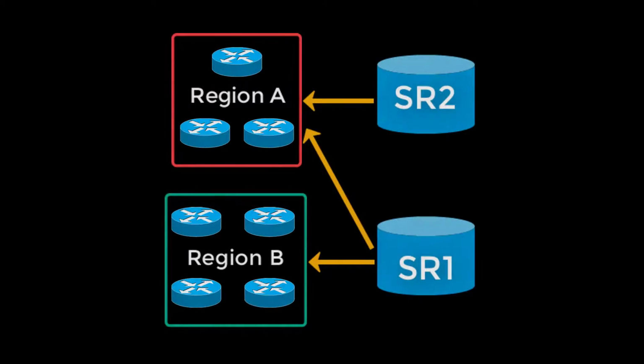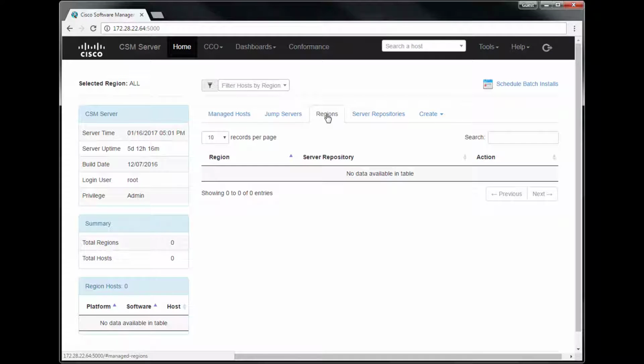Now that we have one or more server repositories set up, we can create regions. Regions can be mapped to multiple server repositories, and server repositories can belong to multiple regions at once. All devices in a region share the same set of server repositories. When scheduling an install on a device, CSM Server will allow users to select files only from the servers belonging to the same region as the device. If no server repository is assigned to a region, all server repositories will be available to that region.